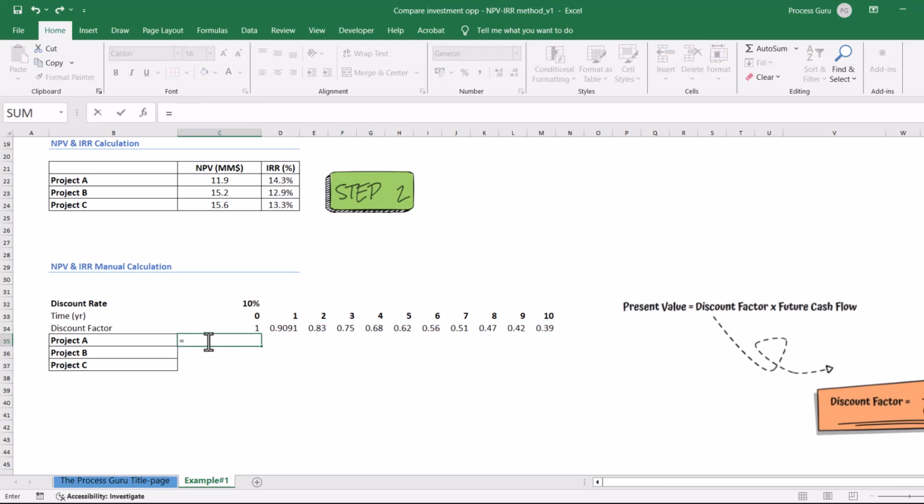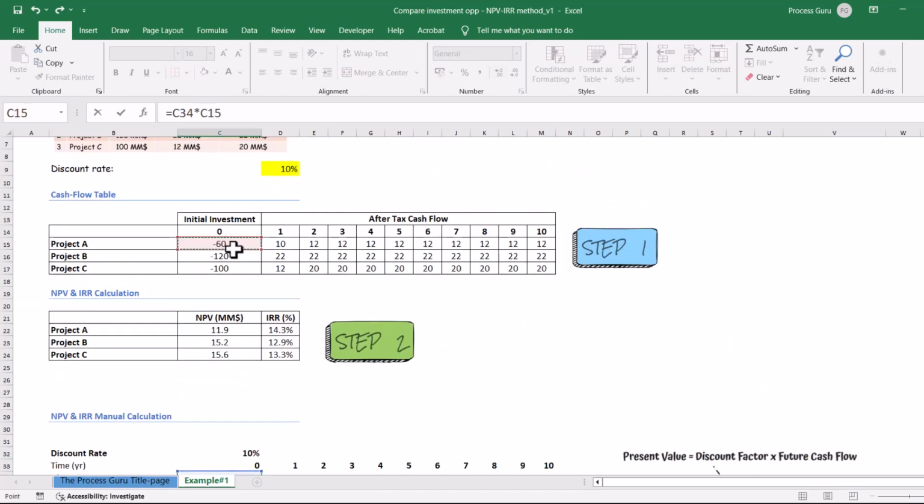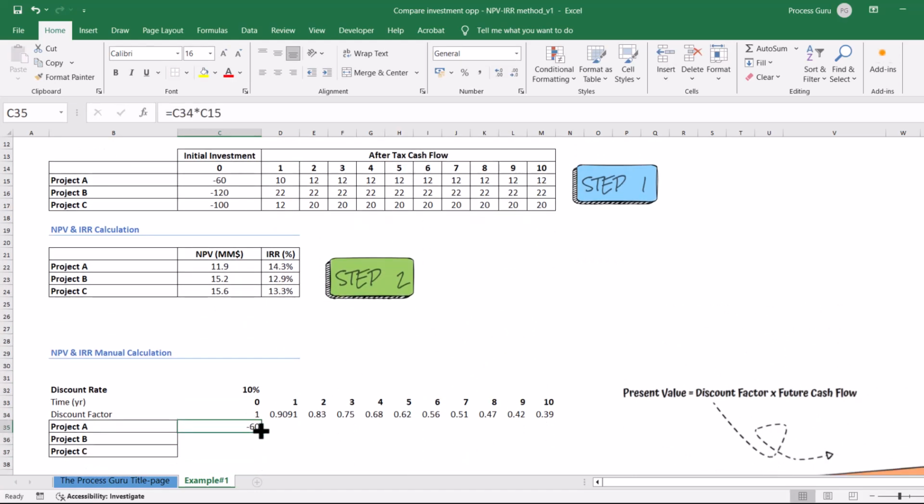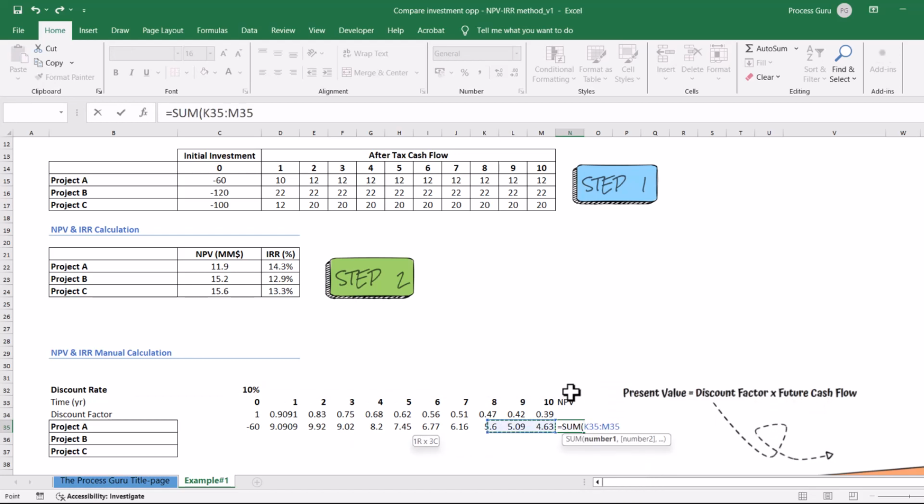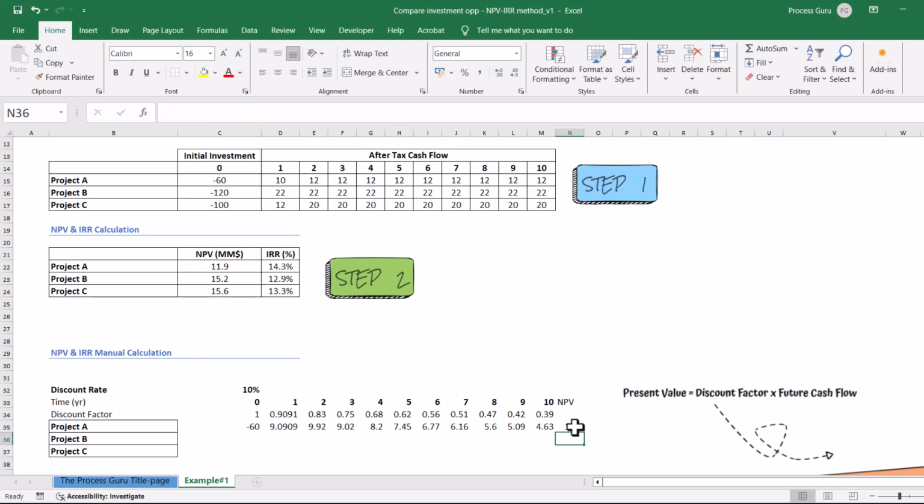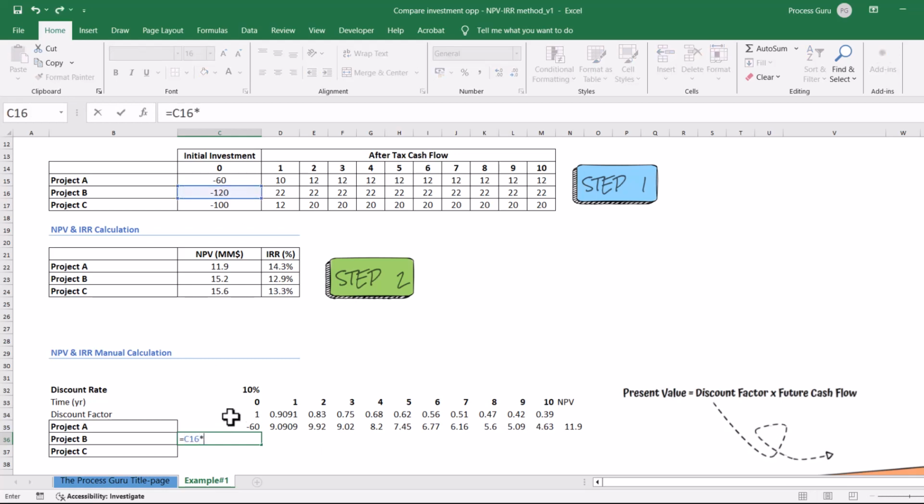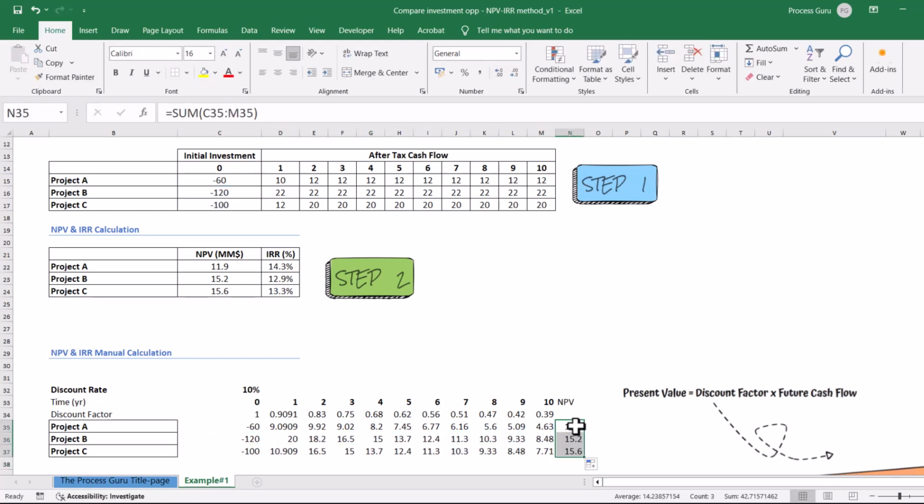Now we can calculate the present values by multiplying the future cash flow with the discount factor. So the discount factor multiplied by this, and now I can drag this formula. Now my NPV for project A is just the summation of all these present values, 11.9. This number is very similar to what we got using the built-in formula. In a very similar way we can calculate for project B as well. You can see we get very similar values, 15.2 and 15.6, to what we got using the built-in NPV formula.